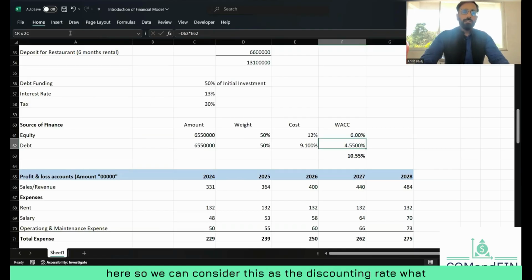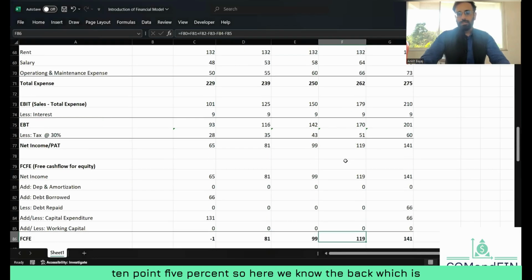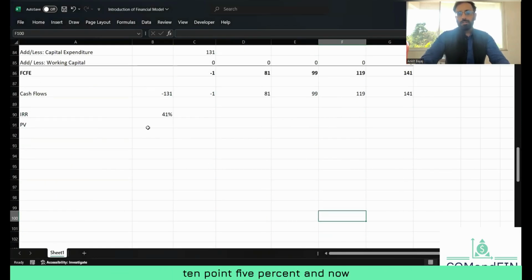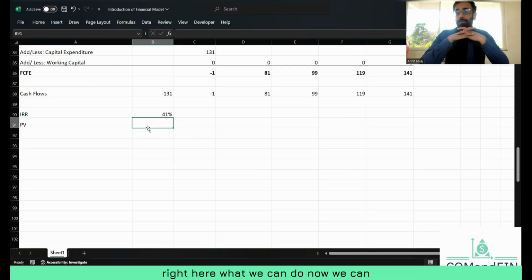So we can consider this as the discounting rate. So here the discounting rate is how much? It is 10.5%. So here we know the WACC, which is 10.5%. And now we can calculate the present value.